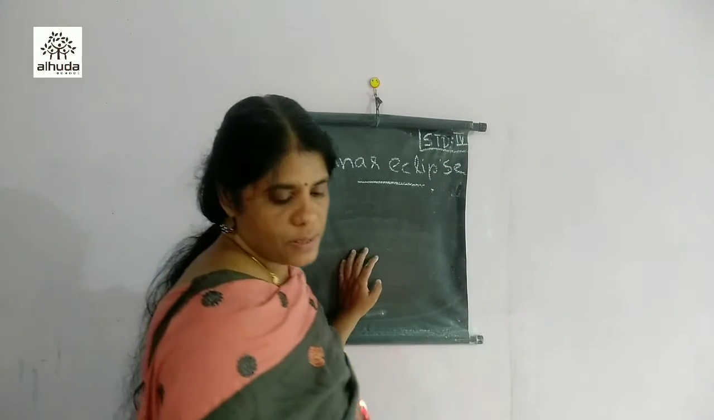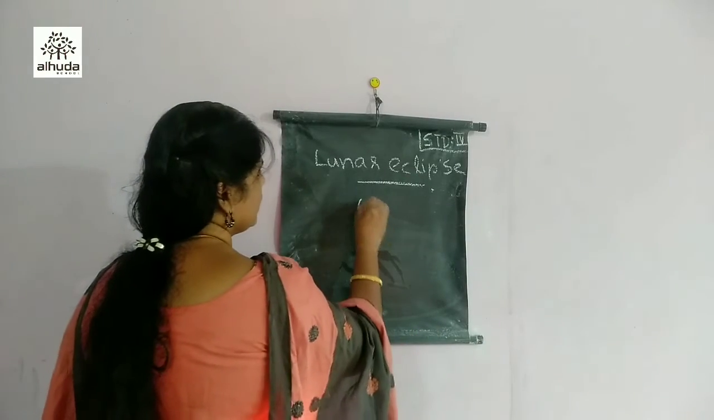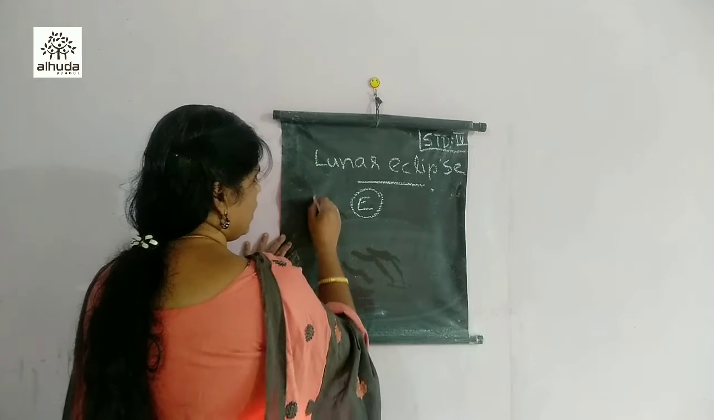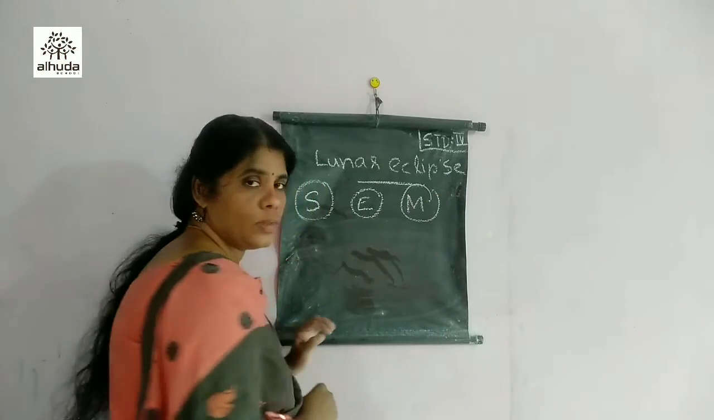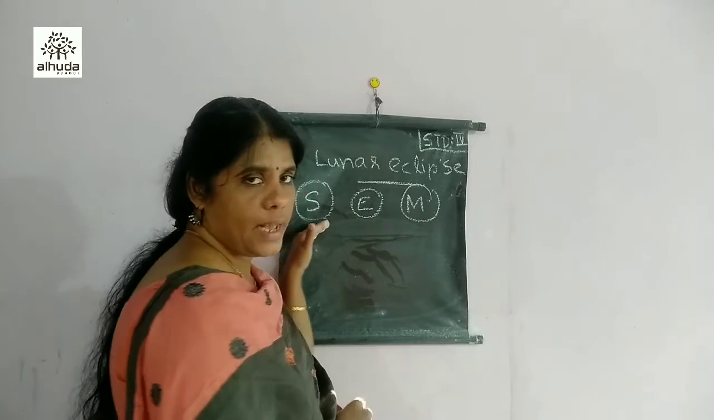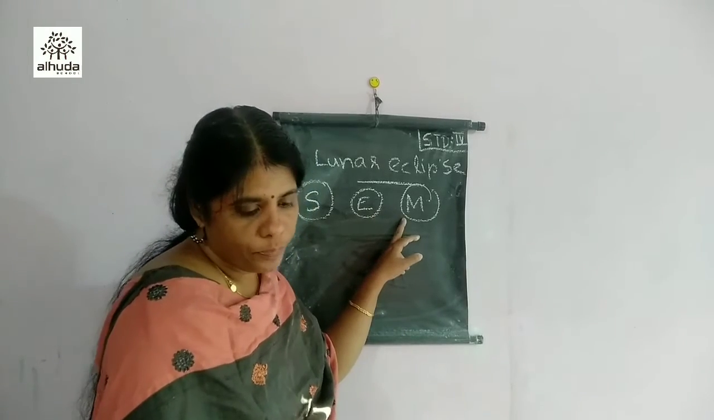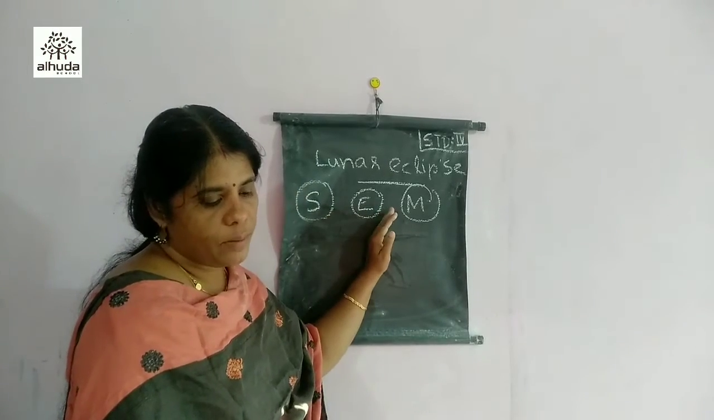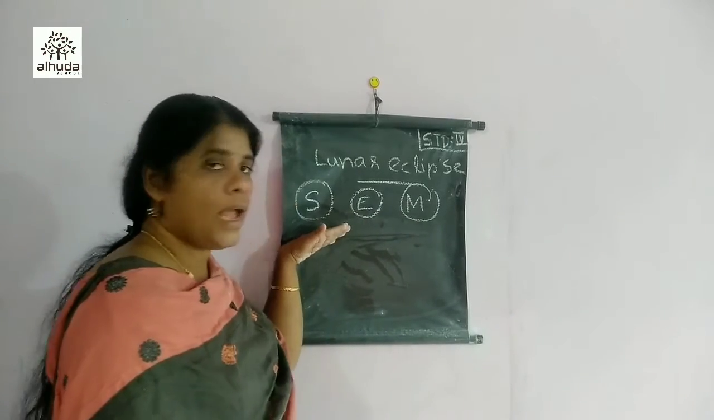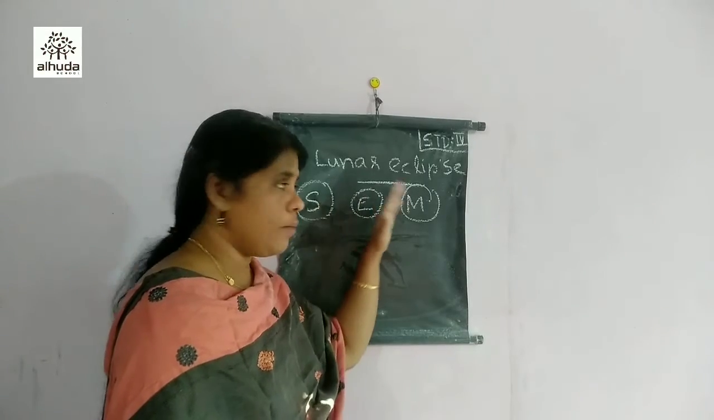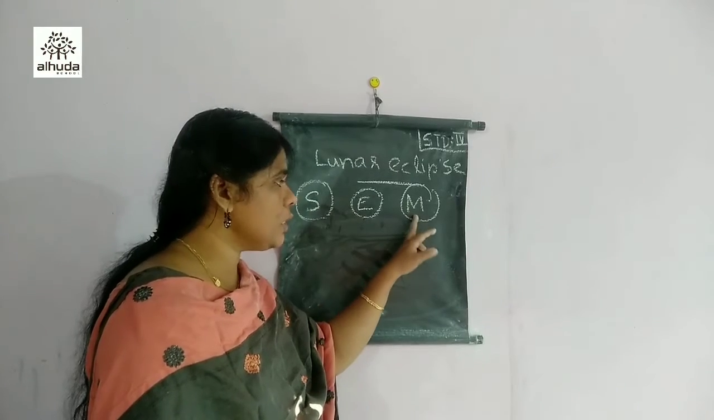In a lunar eclipse, Earth comes in between sun and moon, and they are in one line. When Earth comes in between sun and moon, it blocks the rays of the sun from reaching the moon. When they are in a straight line and Earth comes in between, this Earth blocks the light coming from the sun to reach the moon.